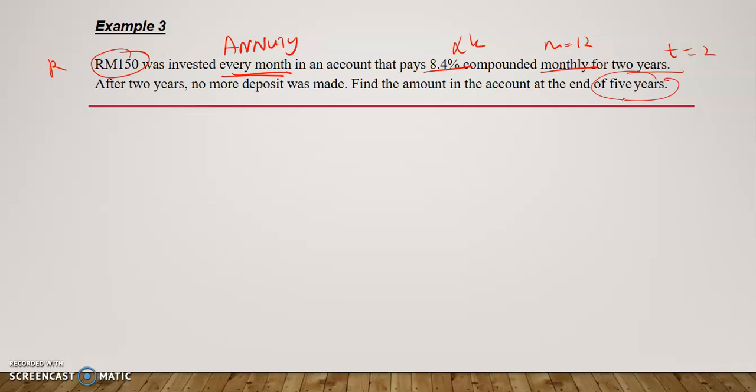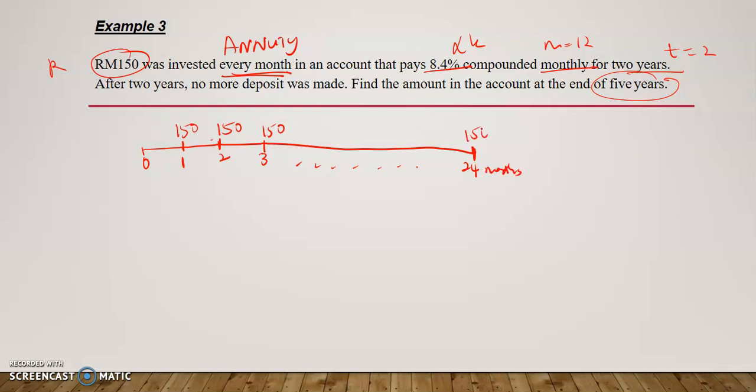Okay, so how to answer this question? First step is always to draw the timeline. So this is 0. So payment every month, investment for every month. So first payment, first investment is at the end of the first month, 150. And then also 150 here, 150 until 2 years of investment. So 2 years is equals to 24 months. So the last investment is on the 24th month, also RM150.